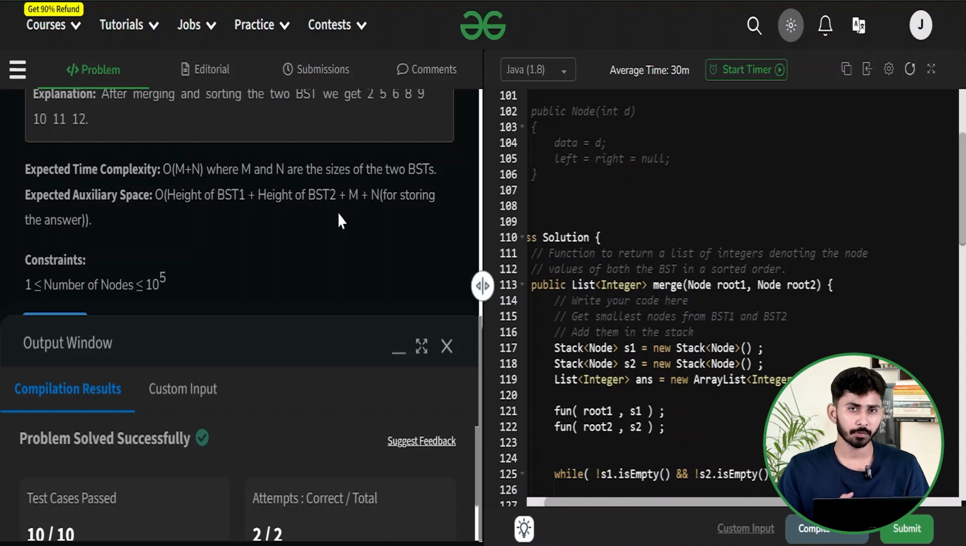So that was it for this video. I hope you really enjoyed the solution of this merge two BSTs. I would highly recommend that you do a dry run on this entire approach at least once. Understand the recursive in-order traversal. After that, you will be able to understand what is happening over here.